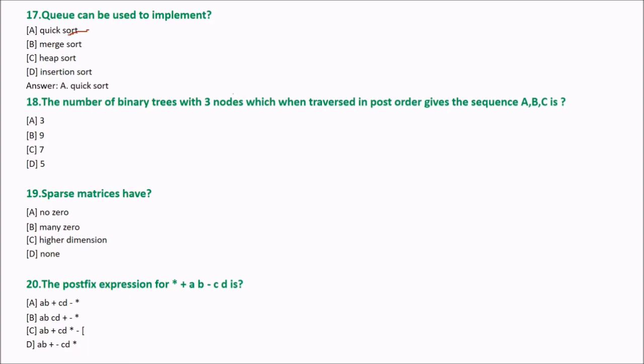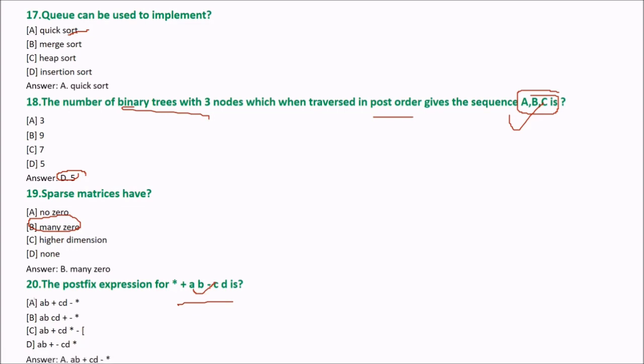The number of binary trees with 3 nodes which, when traversed in post order, give the sequence ABC is what? The answer is 5. I hope that you are going to do it by yourself. Sparse matrices have many zeros. B. The postfix expression for this, let me give you the answer and you just try it by yourself. The answer is A. This one is the postfix expression.